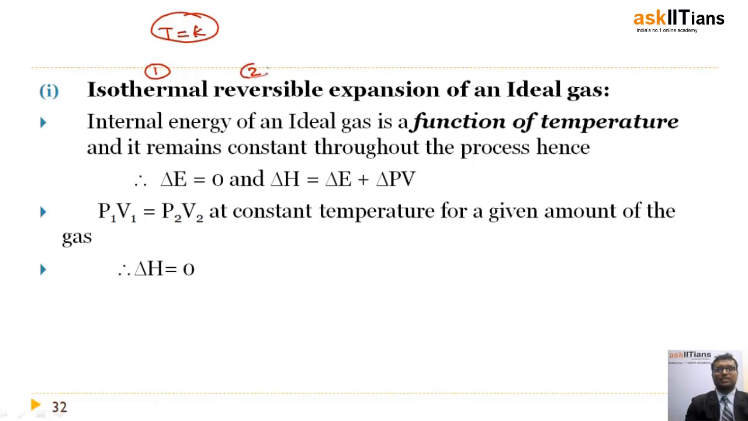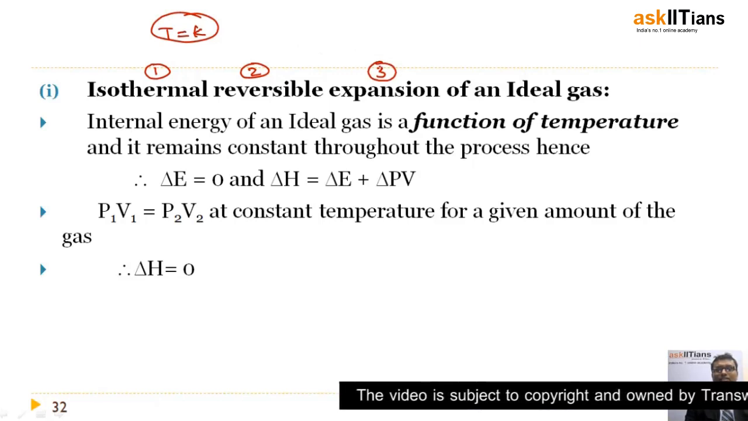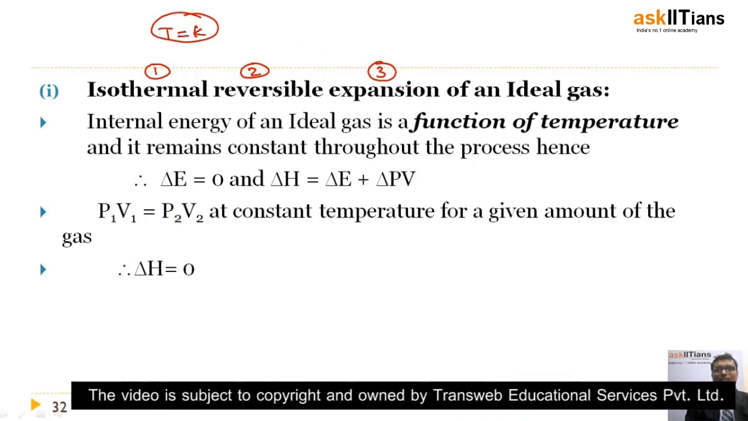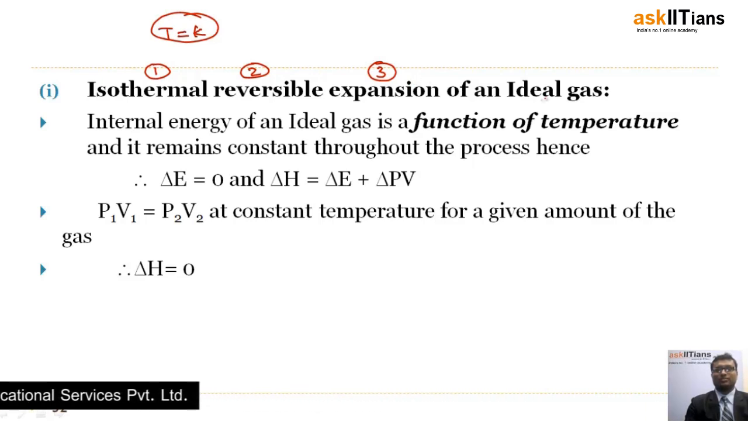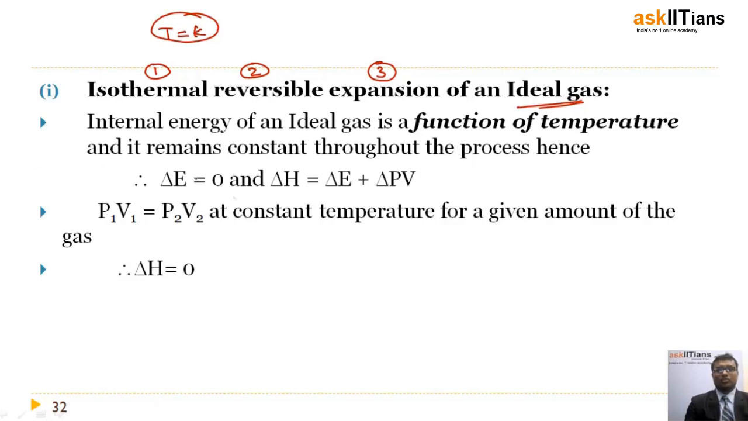Next important is reversible. What does that mean? It means that the system can be brought to its initial position. Next, expansion. The gas is expanding, right? So that means work is done by the system and the gas is considered to be ideal gas. Alright, so consider now the same example we had discussed in the past also.